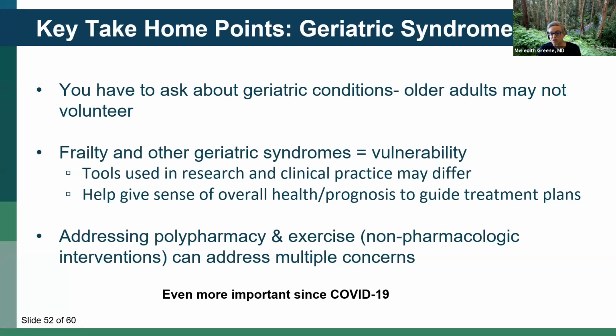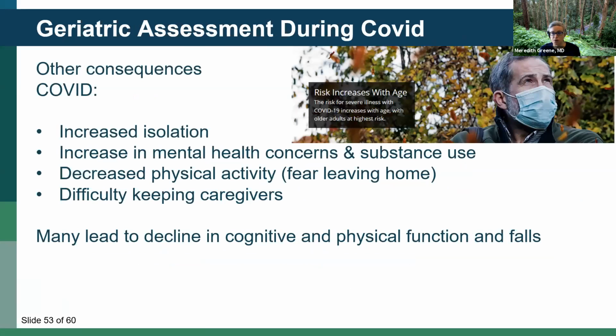So things like addressing polypharmacy and working with someone on exercise or other non-pharmacologic interventions can address multiple concerns. And I think just to point out that this is even more important since COVID-19. And I just want to talk about how we can adapt assessments for telehealth and what I've been seeing in the last year. So we know that older adults are at increased risk for complications or severe illness from COVID-19.